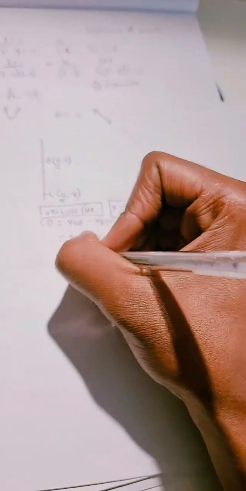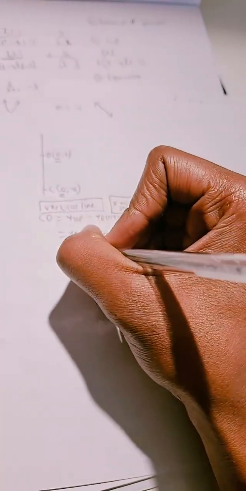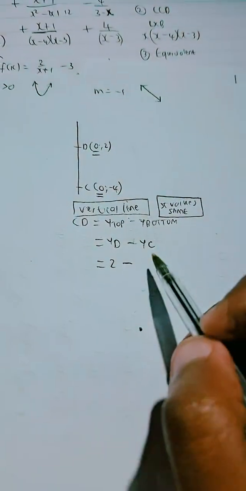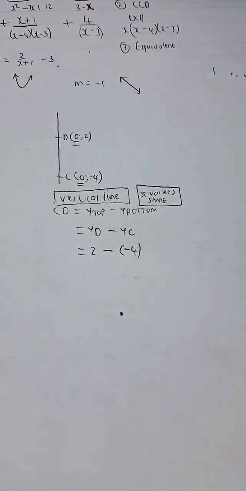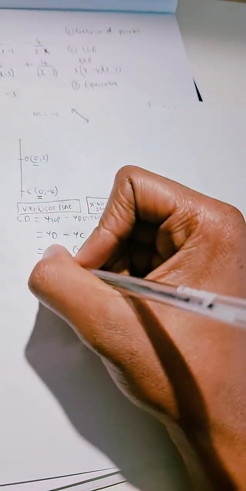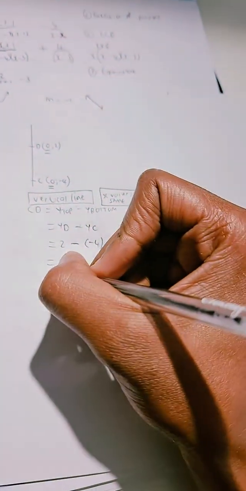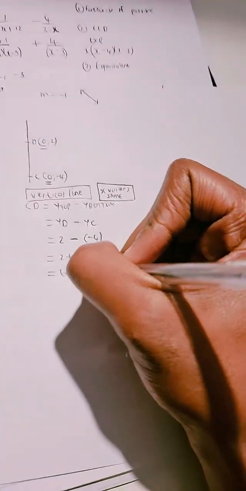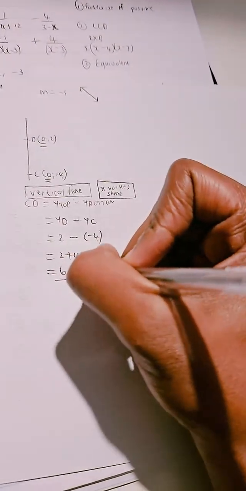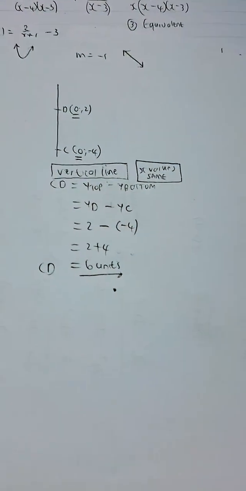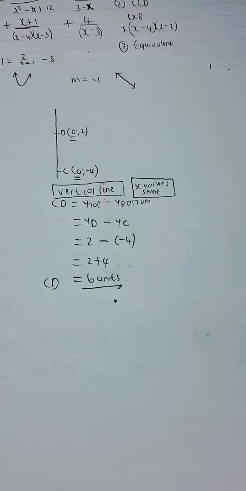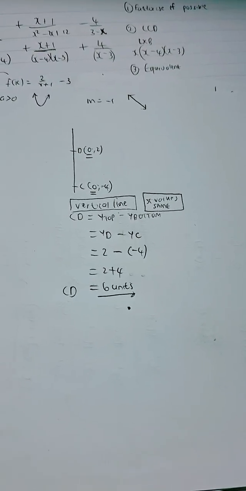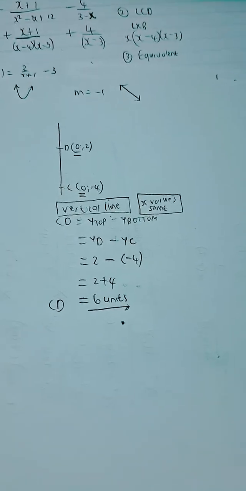Y of D is 2. The formula already has a minus sign, but the y value of C is negative 4. So it's 2 minus negative 4, which is like 2 plus 4, because a negative times a negative is a positive. What's 2 plus 4, guys? It is 6 units.